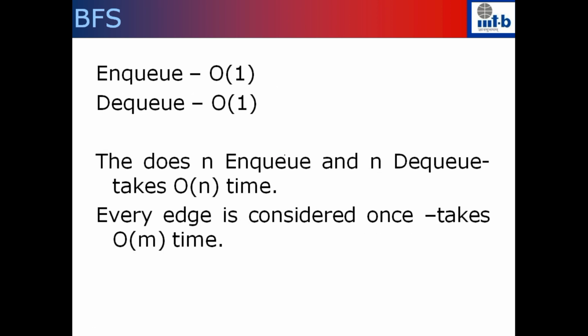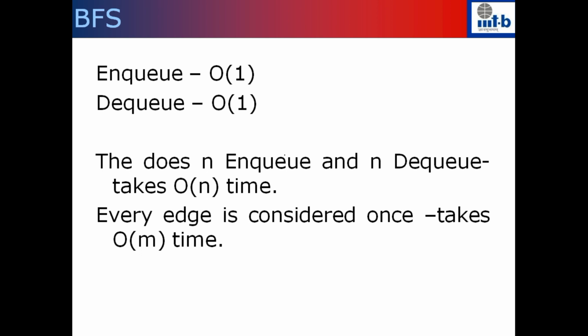So you know that NQ and DQ can be implemented in constant time, and so we are going to NQ and DQ each of the nodes exactly once. So the algorithm does n NQ operations and n DQ operations, taking order n time. Then every edge is going to be considered once.